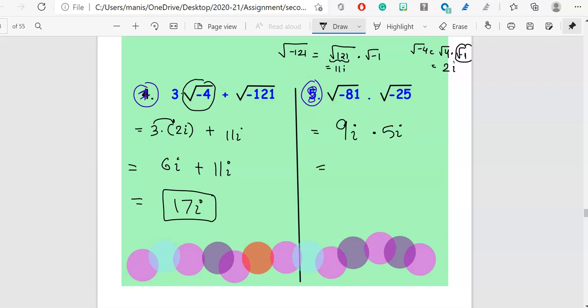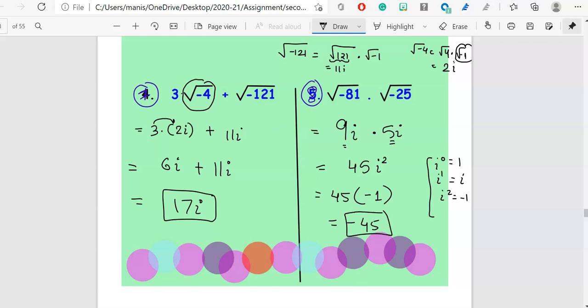Okay. So now I will multiply like terms with like terms. Real number with real number, imaginary with imaginary. What is 9 times 5? 45. i times i gives you i squared. You remember I gave you in the last session that i to the power 0 is 1, i to the power 1 is i itself, and i squared is what? Negative 1. So my next step will be to replace this i squared by negative 1. So my final answer is what? Negative 45. This is my answer for this question.